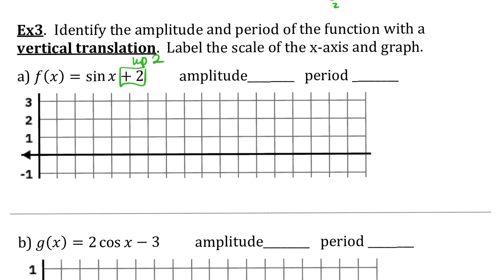Okay, let's look at the amplitude. The amplitude's 1 because there's nothing in front, so it's normal. What's my period? I still just look at the x. The x is just normal, so it's a normal period. The period's 2 pi. Okay, now, since we're going up 2, I like to move what they call the midline up 2. So normally my graph goes like this around the x-axis. I'm going to go up 2 and move my midline. So I'm going to go up 2, and this is called a midline. I'm making it dashed. It's not my graph, but it's going to help me graph my graph.